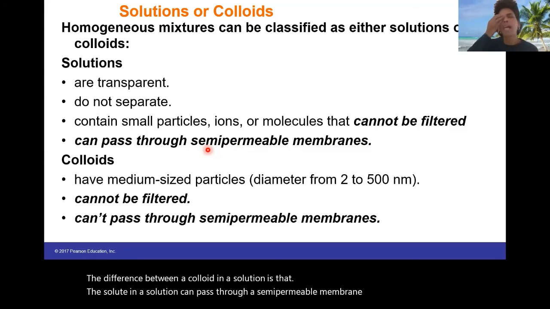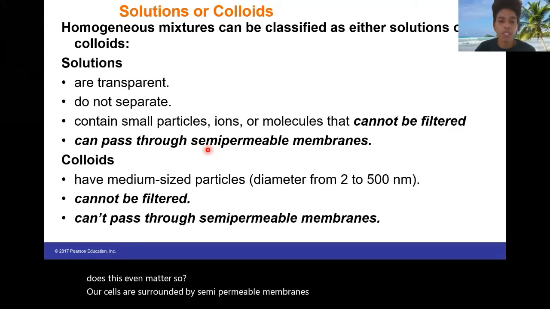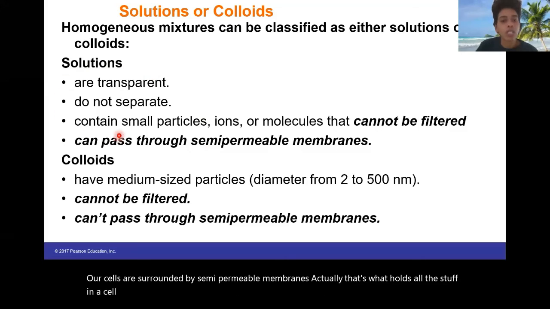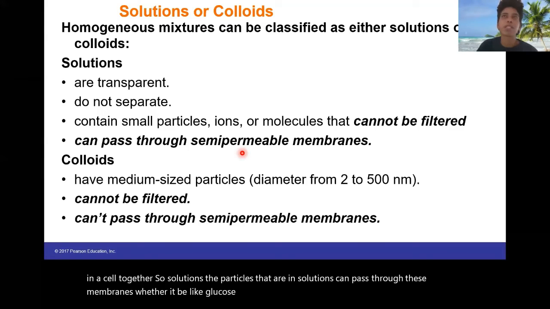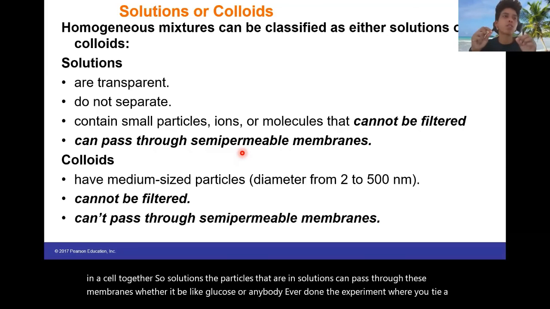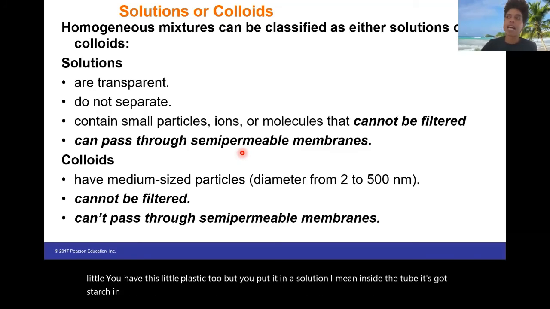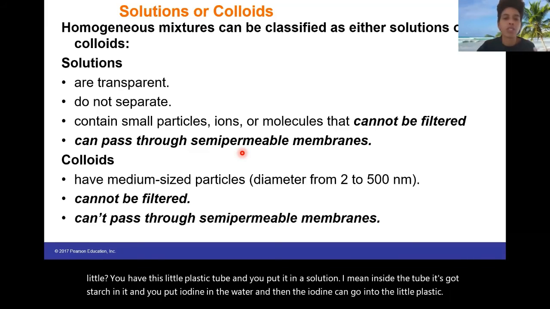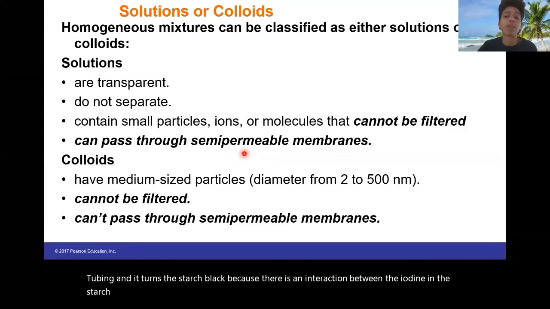And why does this even matter? Our cells are surrounded by semi-permeable membranes. Actually, that's what holds all the stuff in a cell together. So the particles that are in solutions can pass through these membranes, whether it be glucose or anything else. Has anybody ever done the experiment where you have a little plastic tube with starch in it, and you put it in water with iodine? The iodine can go into the little plastic tubing and it turns the starch black because there's an interaction between the iodine and the starch, but the starch doesn't come out into the water.